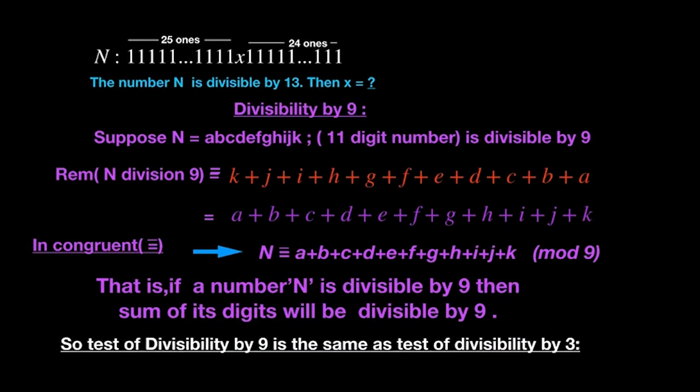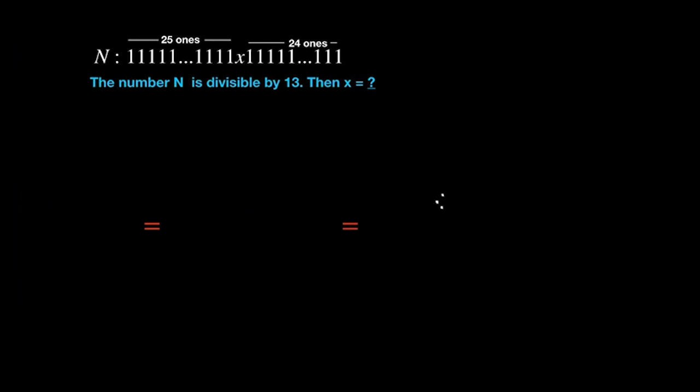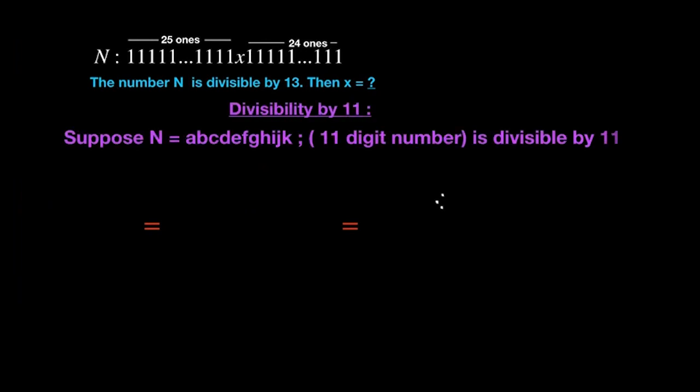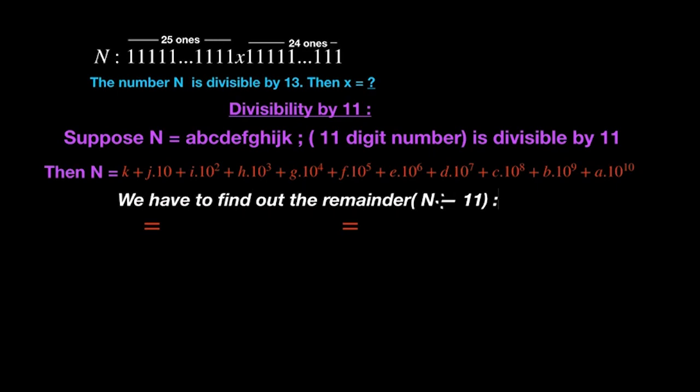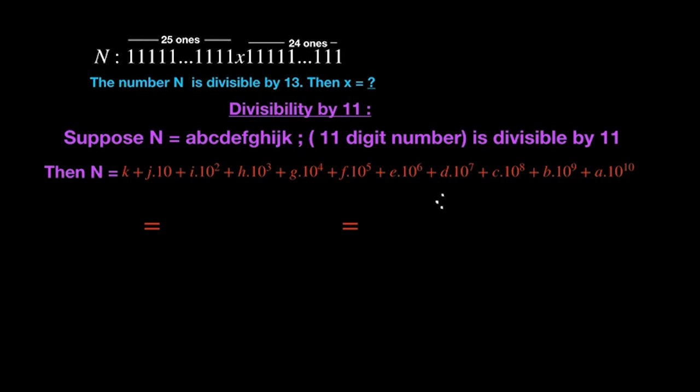Now we may go for the divisibility test for 11. In the same way, suppose a, b, c, d, e, f, g, h, i, j, k is an 11-digit number, and the number is divisible by 11. Then n can be expressed as a summation of powers of 10 multiplied by its digits, and we have to find out the remainder when the number is divided by 11.